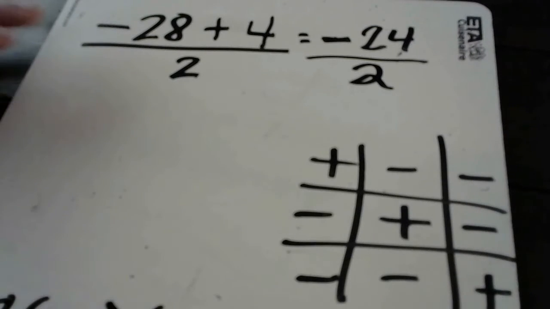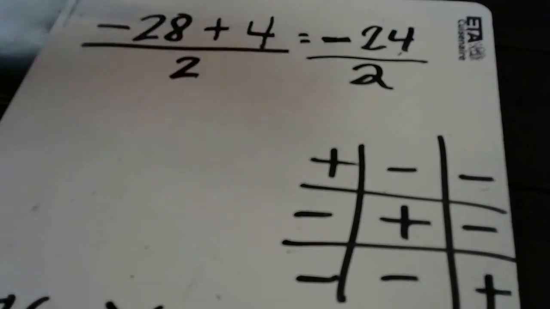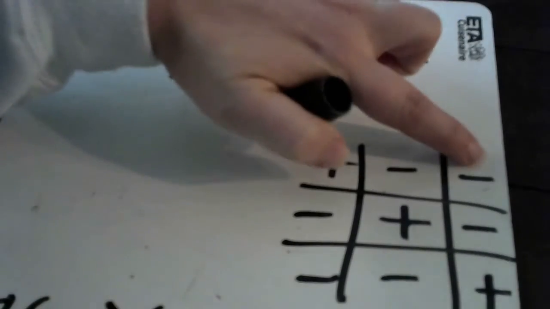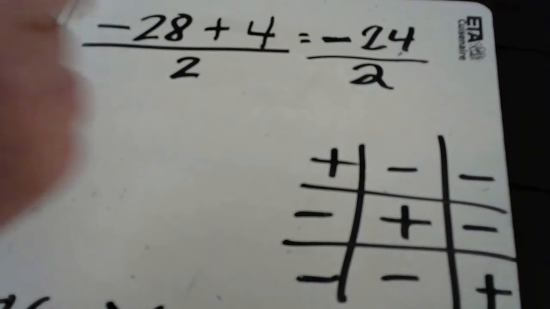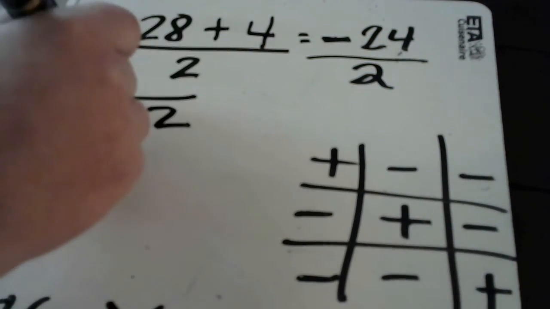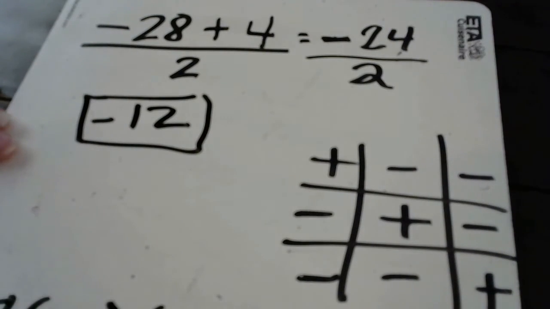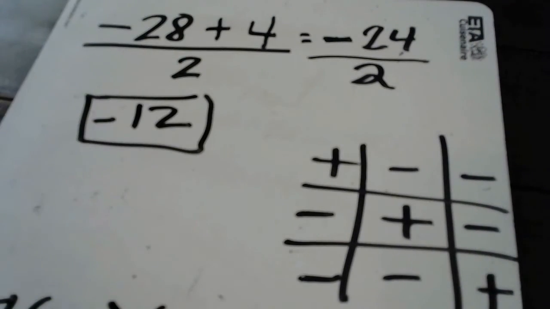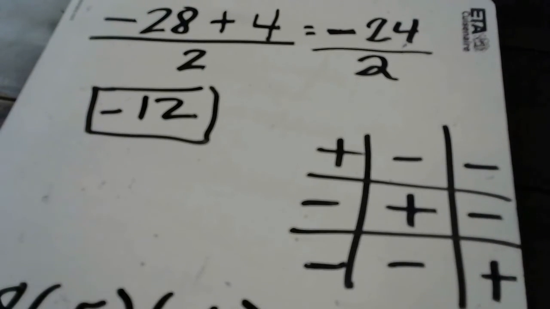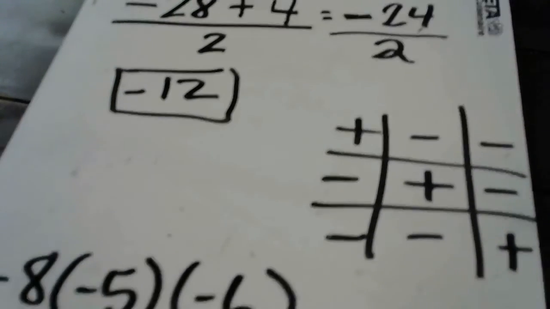So we have -24 divided by 2. We have a negative and then a positive, and this is division. Negative divided by positive is going to be a negative answer. Our answer is going to be -12. I just want you to make sure you understand the difference between the addition and subtraction rules versus the multiplication and division rules.